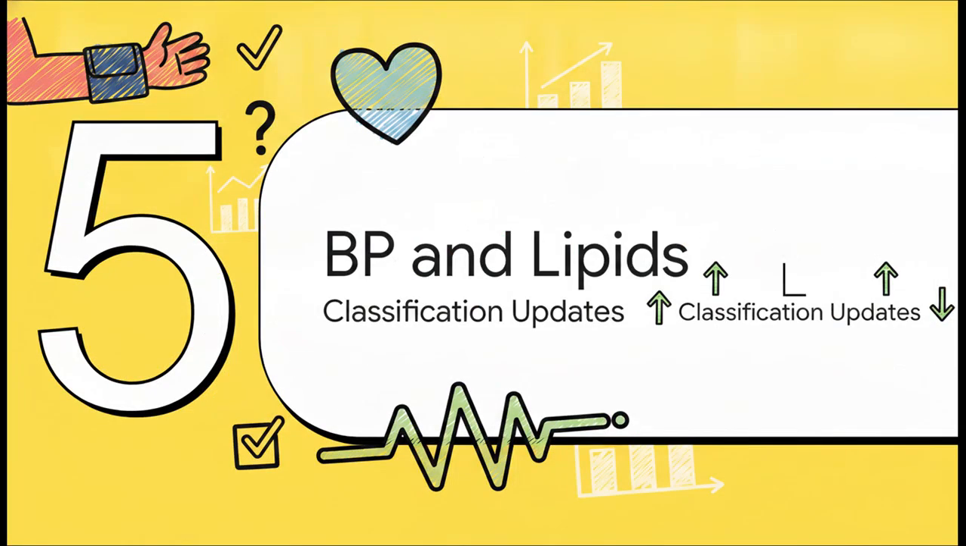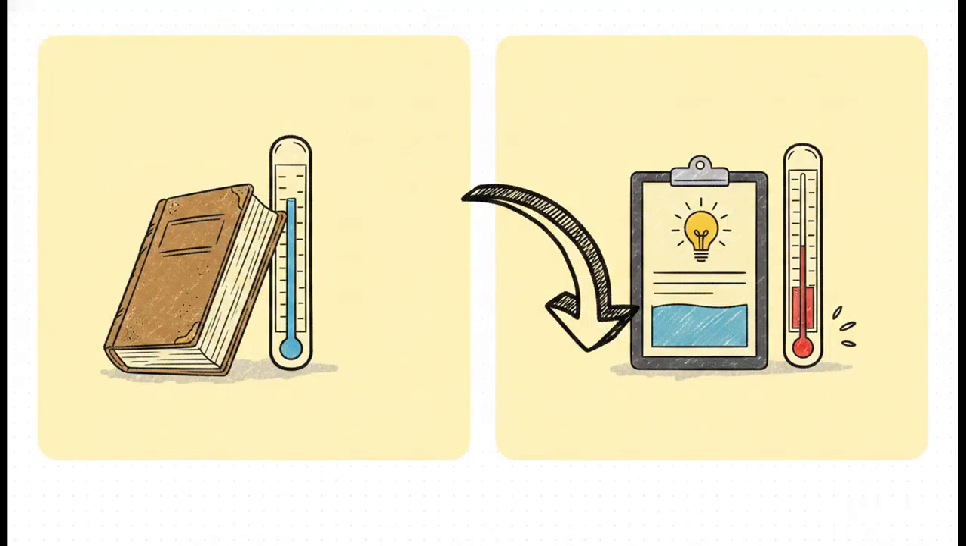Okay, Section 5, blood pressure and lipids. We're diving into the nuanced classifications here because these are frequent targets for exam questions. And this brilliantly illustrates why you absolutely cannot rely on outdated study habits. Under the old JNC criteria, hypertension started at 140/90. But look at the new ACC/AHA criteria.